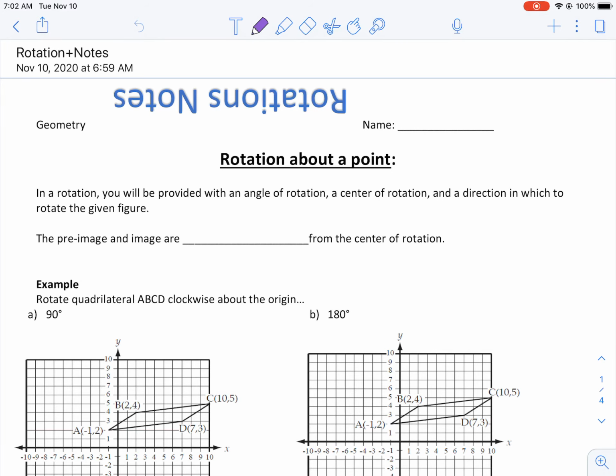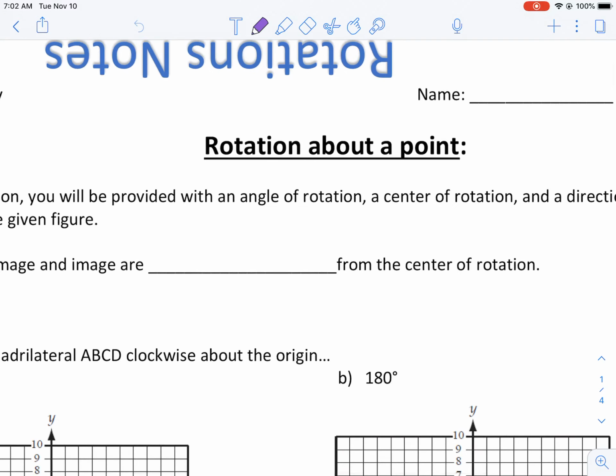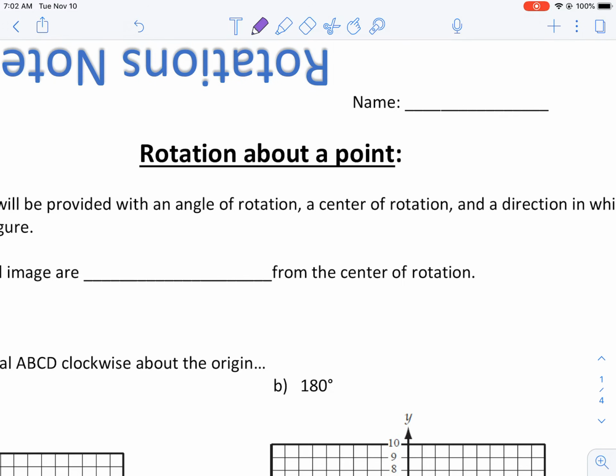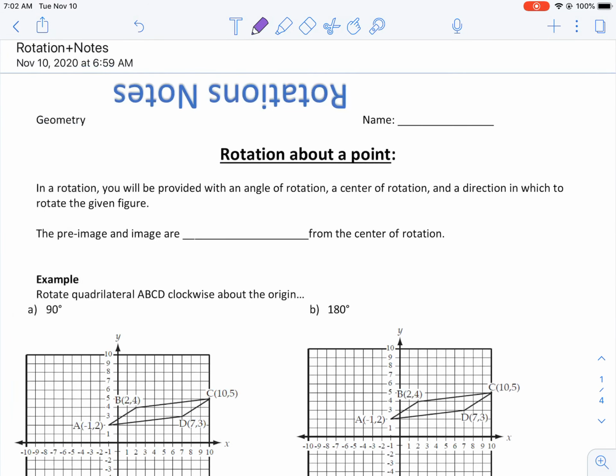There's a couple things you're going to be given. You're going to be given an angle, so you're going to be rotating a certain amount of degrees. You're going to be given a center of rotation, which for us is always going to be the origin. If it's ever not the origin, I made a mistake. And a direction. Directions are either going to be clockwise, so clockwise is this way, or counterclockwise, which is that way. So you have to think about how the hands on a clock move, and that's what you're going to use to rotate the figures.